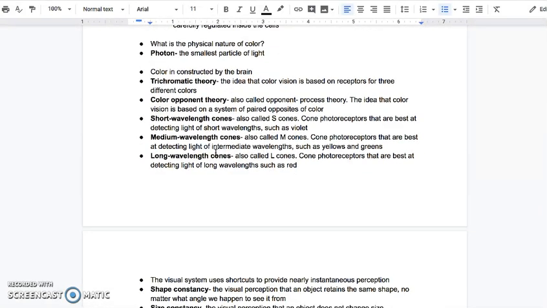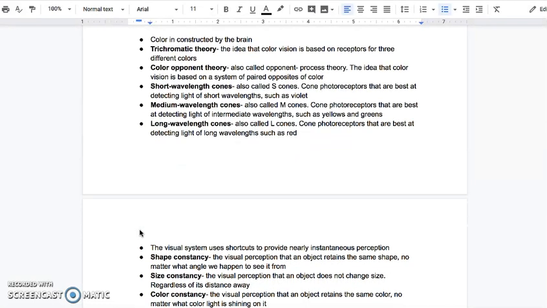What is the physical nature of color? The photon is the smallest particle of light. Color is constructed by the brain. The trichromatic theory is the idea that color vision is based on receptors for 3 different colors. The color opponent theory is also called opponent process theory, and that is the idea that color vision is based on a system of paired opposites of colors.